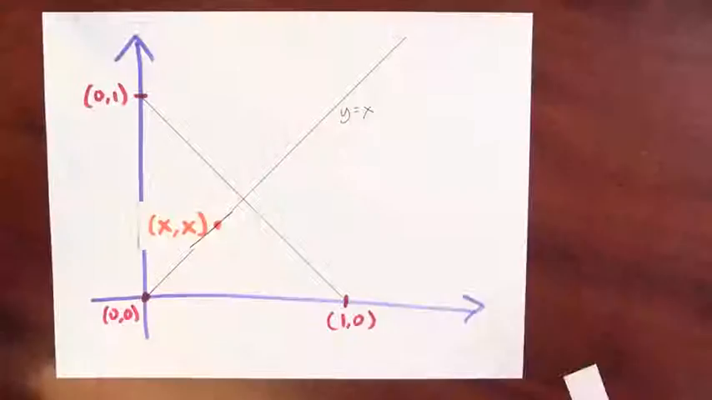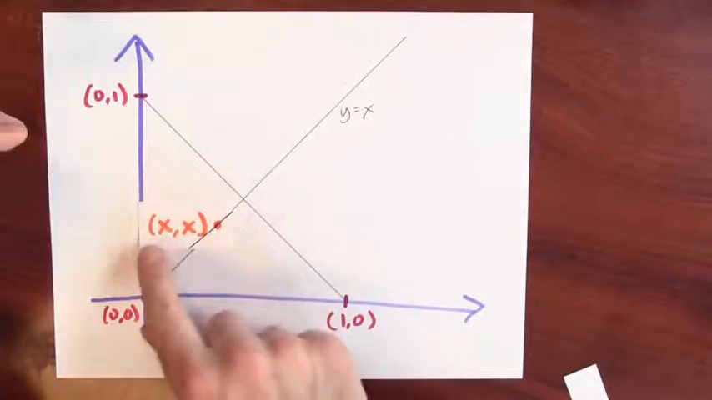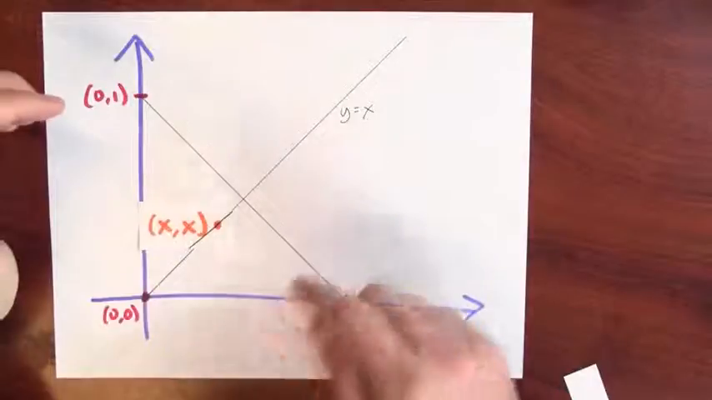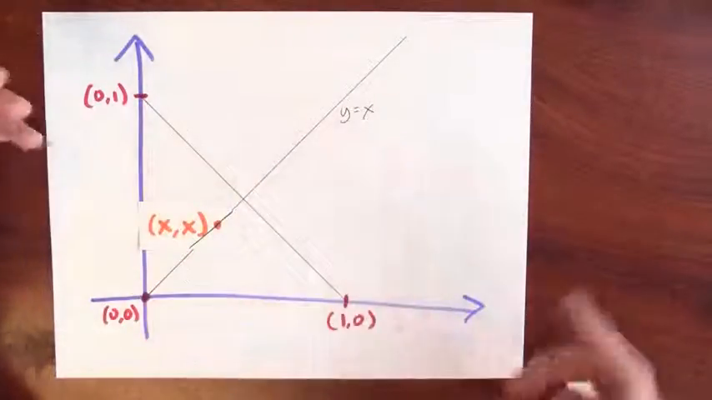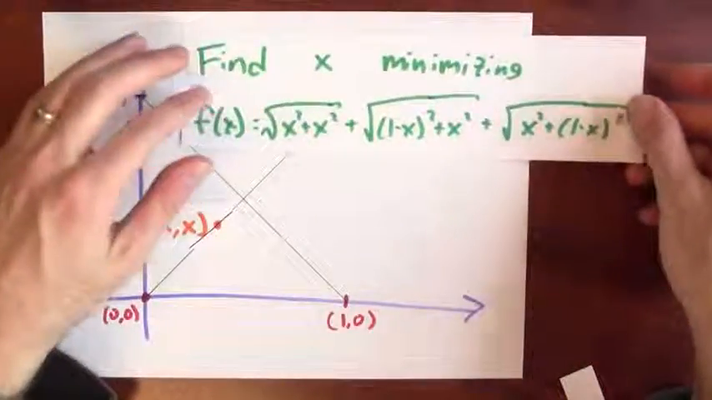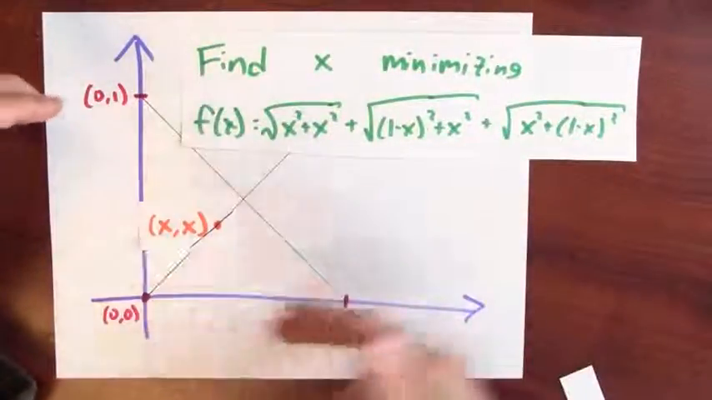So what's the goal? So I'm trying to find the value of x so that this point (x, x) minimizes the sum of the distances to the 3 vertices. Now, how do I write that down? Well, here's a formula for the sum of the distances to these 3 vertices.